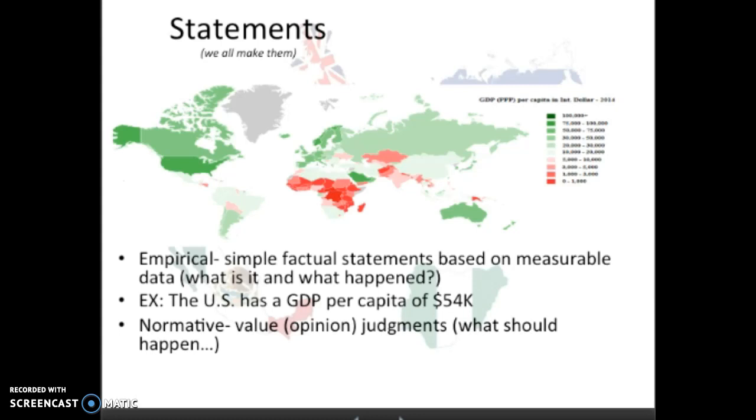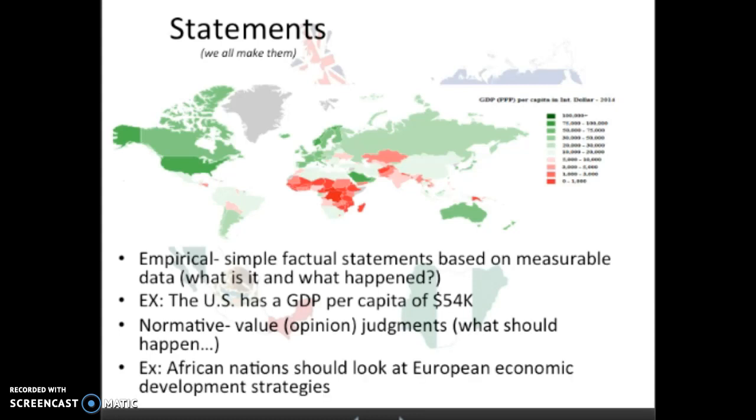A normative statement, we have to watch doing these because these are value judgments. These are going to be opinion statements, like African nations should look at European economic development strategies if they want to catch up and grow their GDP per capita.